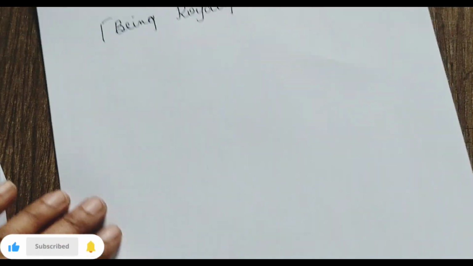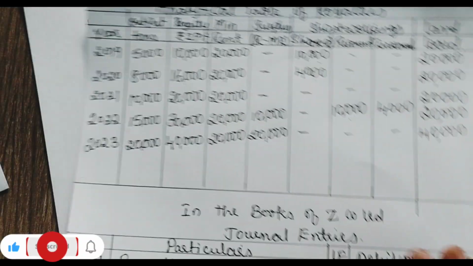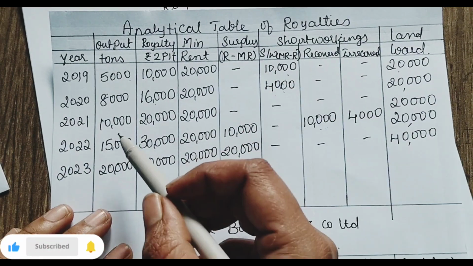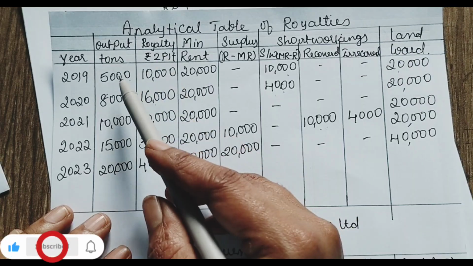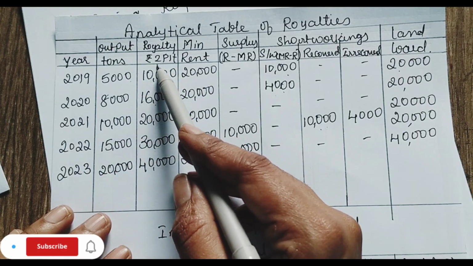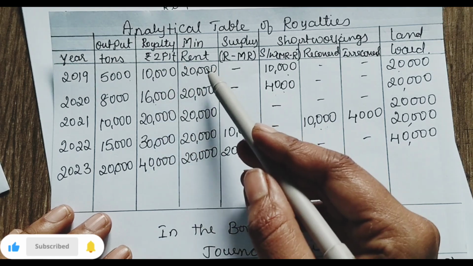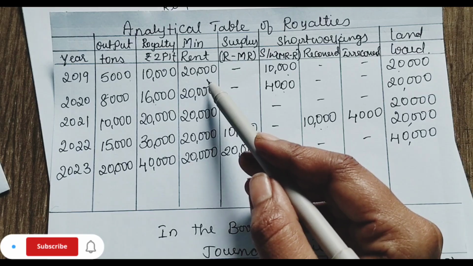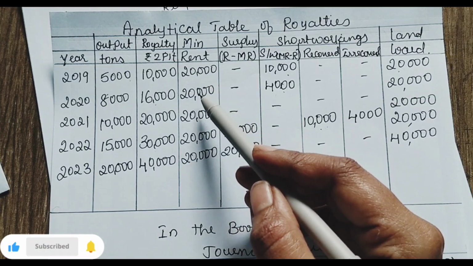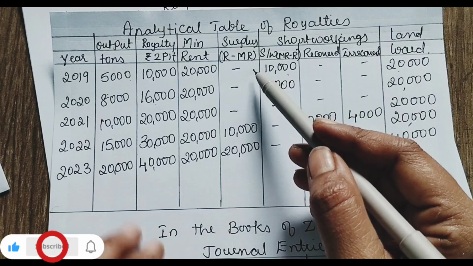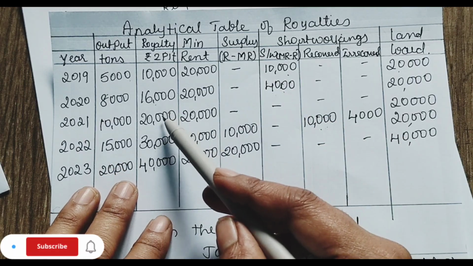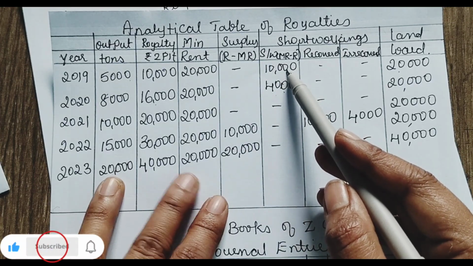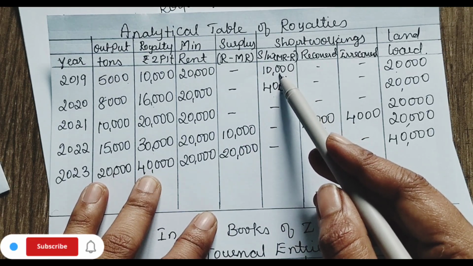Hope you all understood. I'll just repeat once. First, you have to prepare the analytical table. In the analytical table, to get royalty, we multiply output with the royalty per unit or per ton, whatever is given. Then minimum rent will be given. It is fixed for all the years. There will be no change, unless specified in the question. Then surplus, when your royalty is more than the minimum rent, it is called surplus. Short working, when minimum rent is more than the royalty.